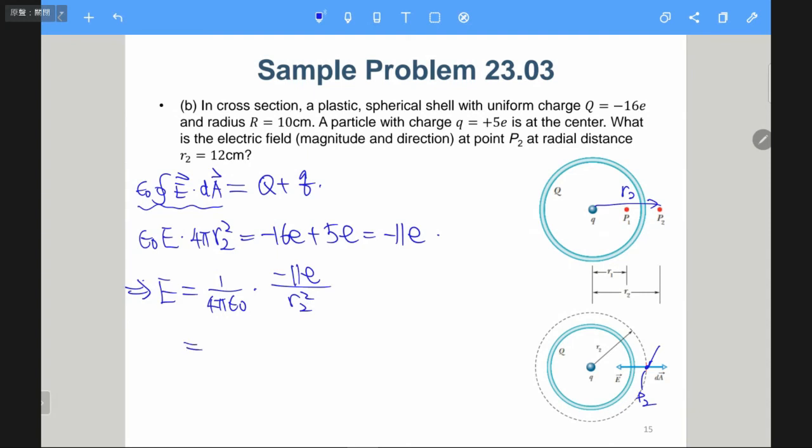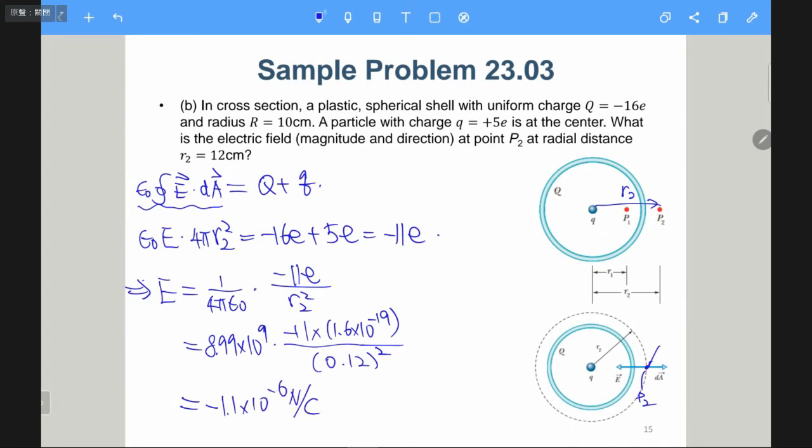Okay, so let us substitute the numbers into it. So we have 8.99 times 10 to the 9th power times minus 11 times 1.6 times 10 to minus 19, all over R2 squared, which is 0.12 squared. So this is nothing but minus 1.1 times 10 to minus 6 Newton per Coulomb, or you can write it as minus 1.1 micro Newton per Coulomb. So in the quiz or exam, including just one is enough. You don't need to write both.